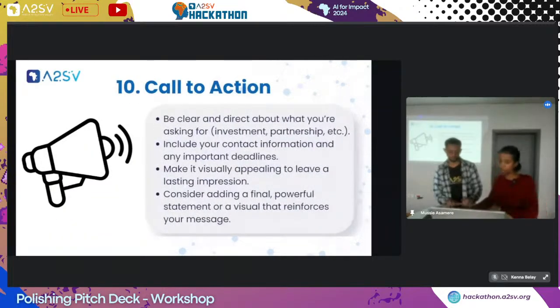So lastly, we have our call to action. Our call to action is basically what we want to have. What is the purpose of this speech deck? We want to be direct about what we're asking for. Why are we pitching this? Are we trying to get investments, partnerships? We want to make that clear.